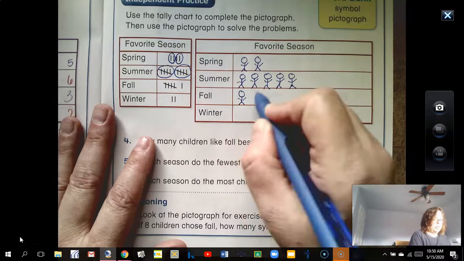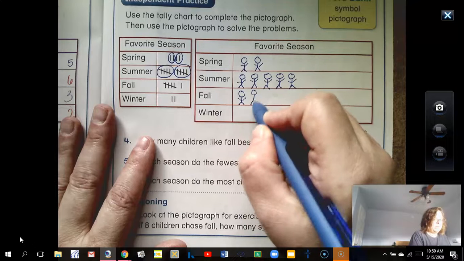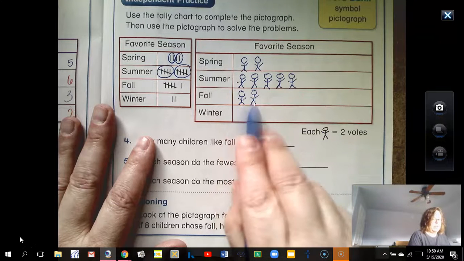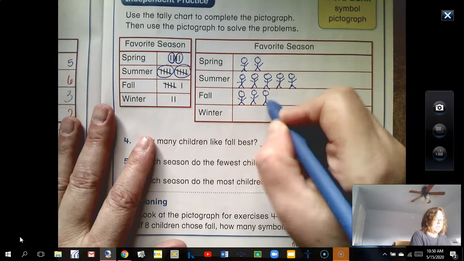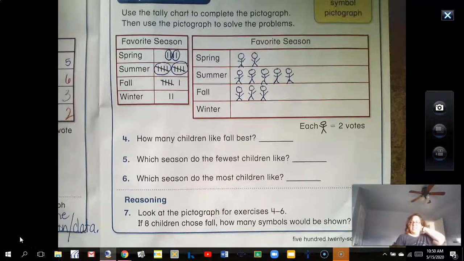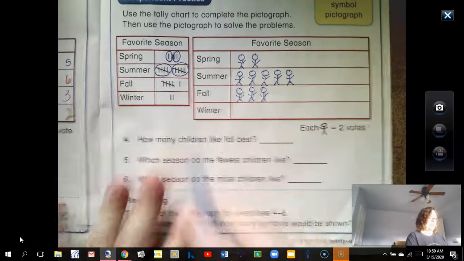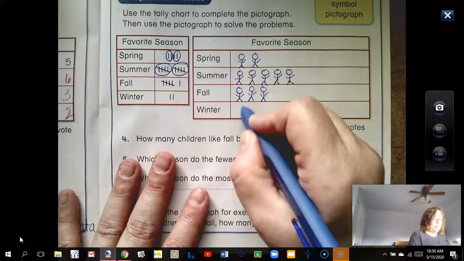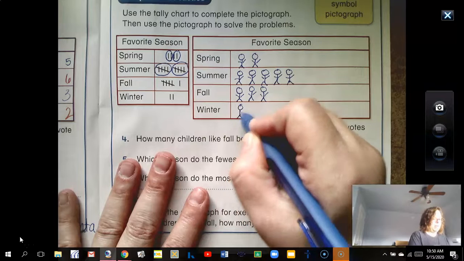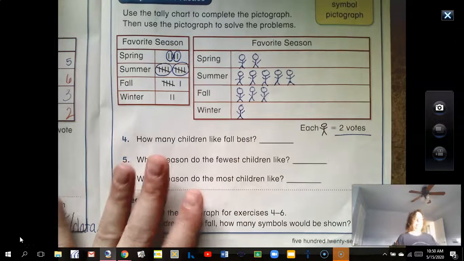So there's 2. 2 and another 2 is 4. And another one is 6. Okay, so now that represents the tallies. Now over here we have winter, we have 2. So how many are we going to draw? Only one little person, because that one person represents 2.